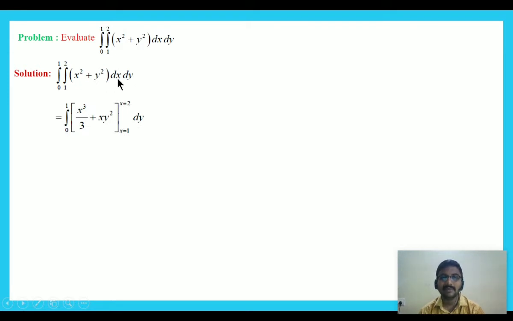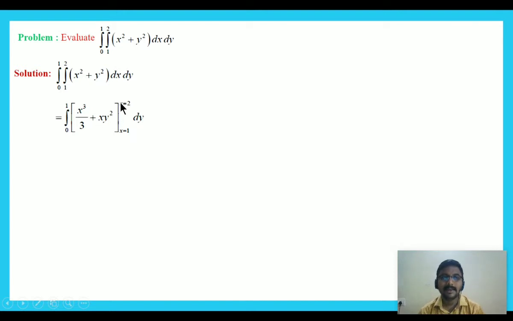While integrating with respect to x in double integrals, we have to keep y as constant. The integration of x square is x cubed by 3, and what is the integration of y square? Y square is a constant, just take it out as a constant. The integration of 1 is x, so that is y square x. The limits of x are 1 to 2. So first we substitute the upper limit 2 and then the lower limit 1. The formula is upper limit minus lower limit.